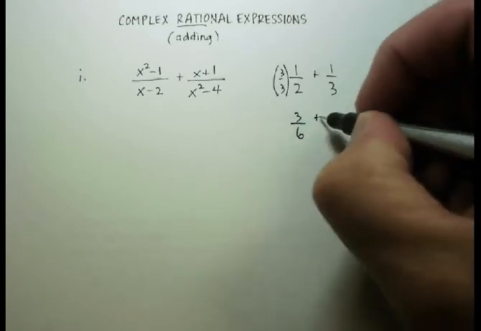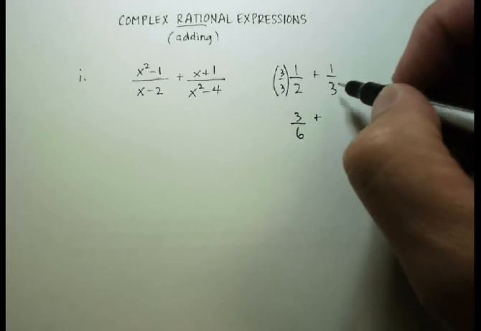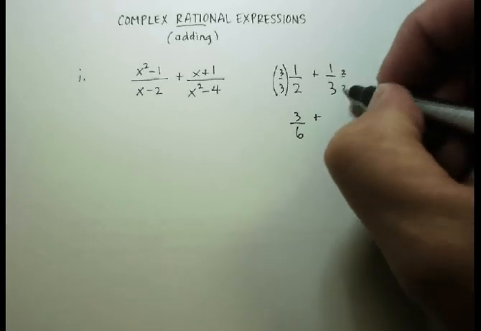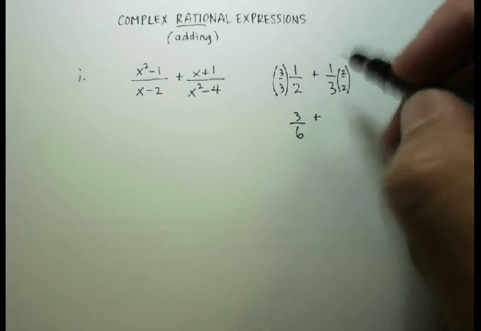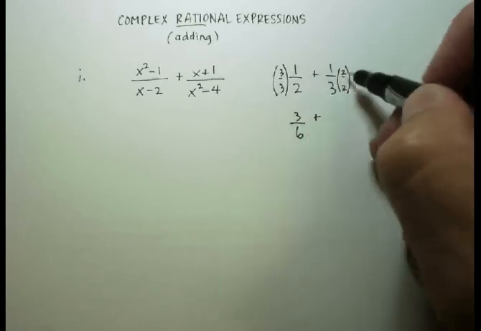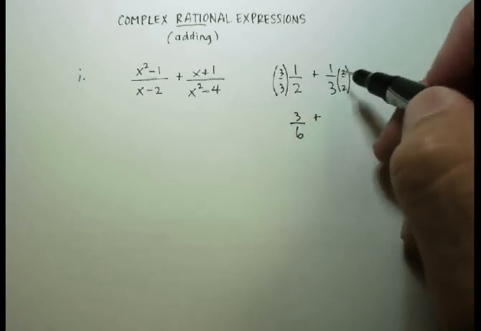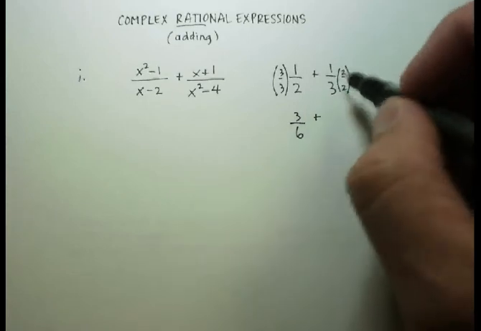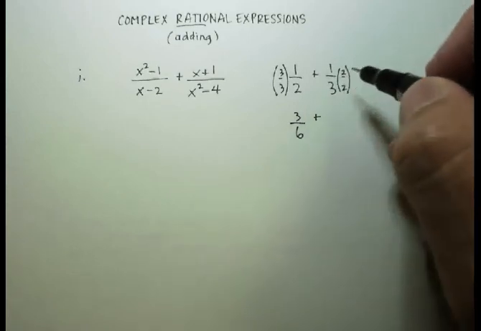I'm going to do the same thing with the 1/3. I'm going to find a denominator of 6, so I'm going to multiply it by 2/2. Now notice when I multiply by 3/3 and 2/2, I'm not changing the problem, right? I'm just multiplying by 1. 1 doesn't change the problem, but it does make it easier to solve.